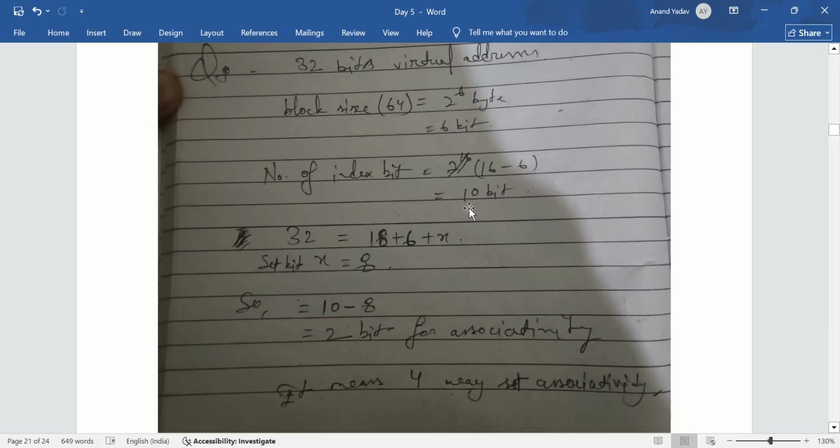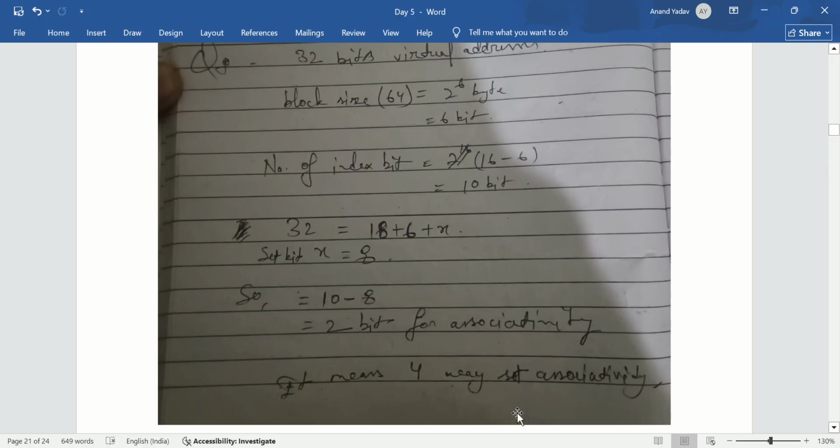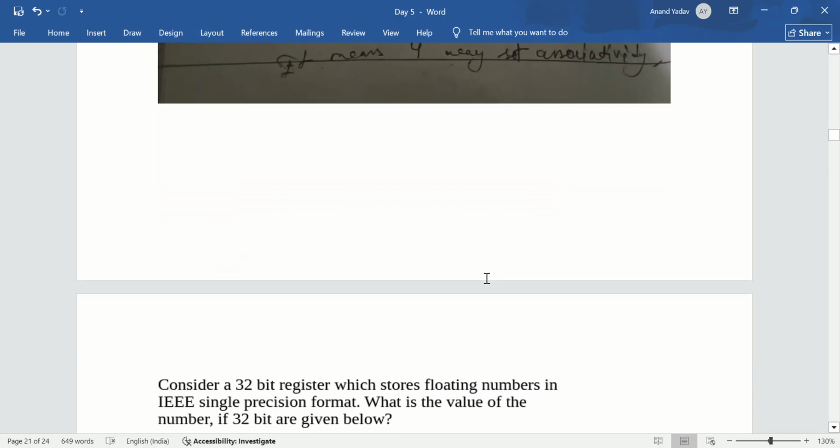So after subtracting 10 minus 8, we get 2 bits for associativity. So it means four-way set associativity. In this way, I solve this question.